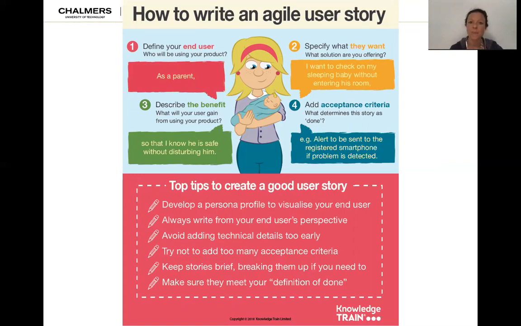Okay, good. Third part, describe the benefit. What will the user gain from using your product? And in the example, that is so that I know he is safe without disturbing him. And 4, the acceptance criterion. So how do I know when the story is done? And in this case, it could, for example, be that there is an alert to be sent to the registered smartphone if a problem is detected.